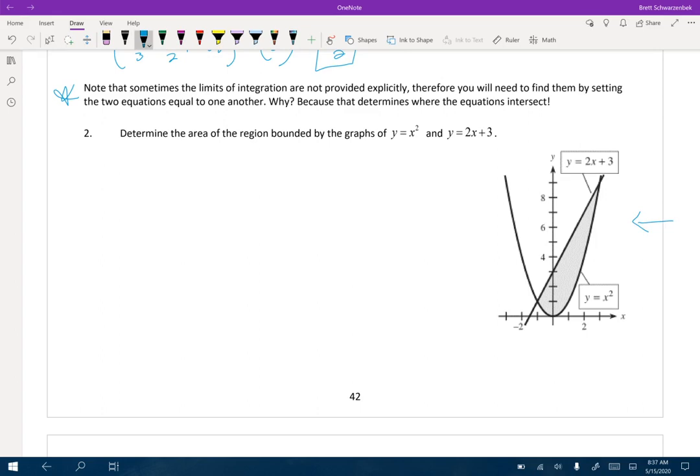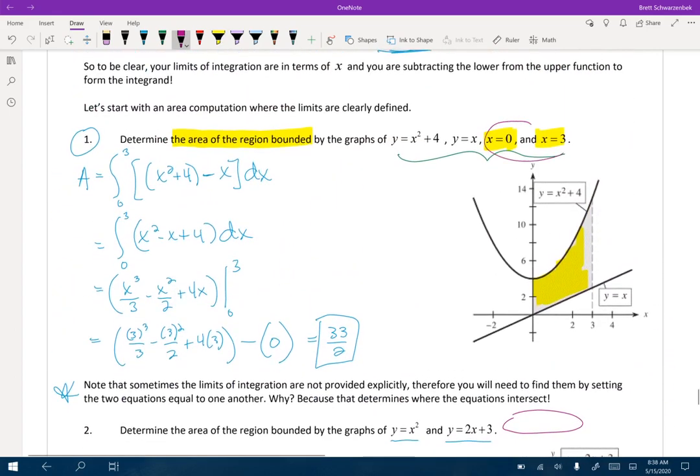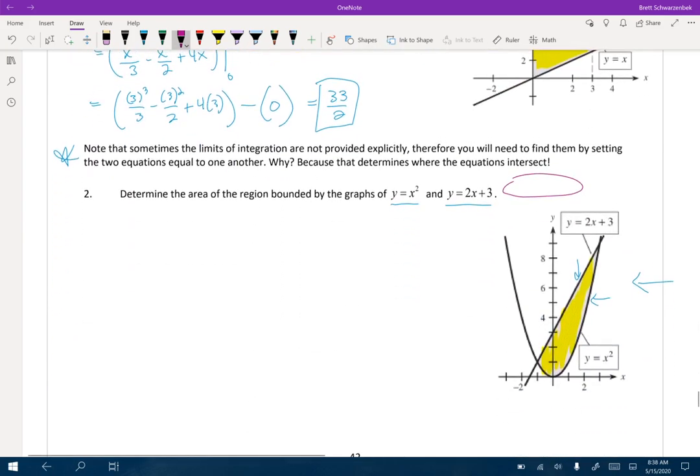It says determine the area of the region bounded by y equals x squared and y equals 2x plus 3. So you'll see that we have a line here and we have a parabola here. If you look, this is an example of where the two graphs actually encapsulate the area. So the area is not going to go on forever, but note, it doesn't provide you anywhere over here like it did in this one. It doesn't provide you what the values are where the area goes from left to right.